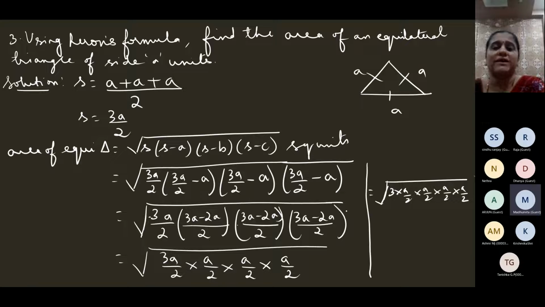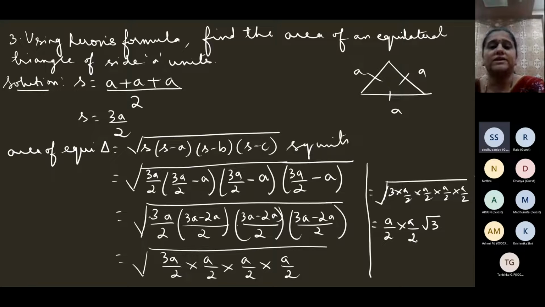Yes. 3A/2 is 3 into A/2. So how many A/2s do we have? 4, ma'am. So how many will come out? 2, ma'am. 2 will come out like this. What remains under the square root? √3, ma'am. Write that as it is.